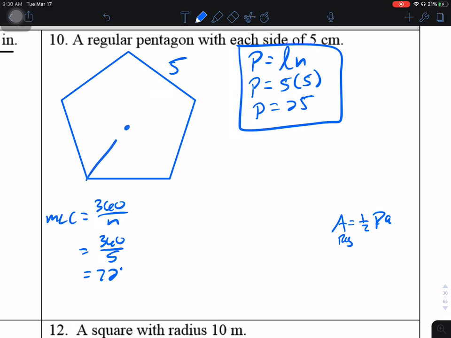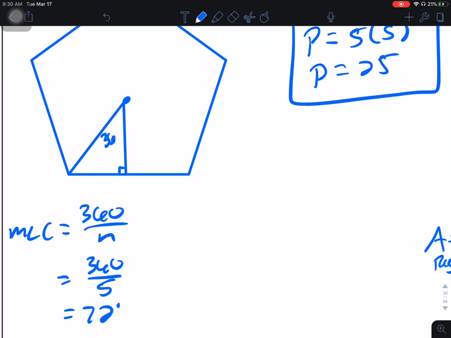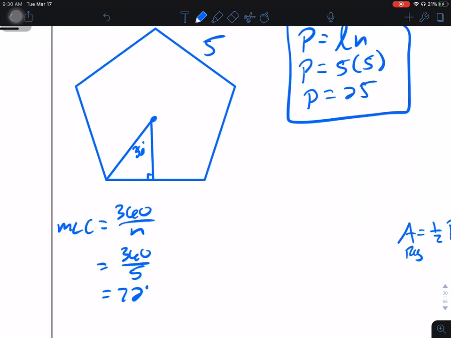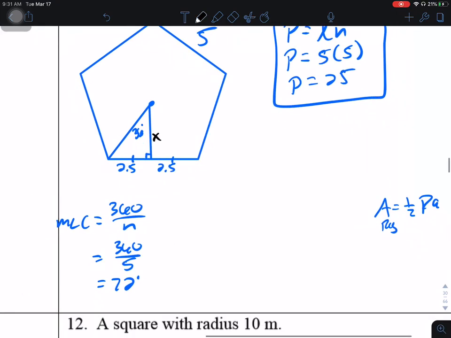If you draw a radius and another radius, then the central angle here is 72. We are interested in the angle formed by the apothem and the radius, which is always going to be half of that, which is 36. The apothem always cuts the side in half. That side was 5, so it's 2.5 and 2.5. We desperately, using that word pretty loosely, want to know what the apothem is, which I'm calling an x.